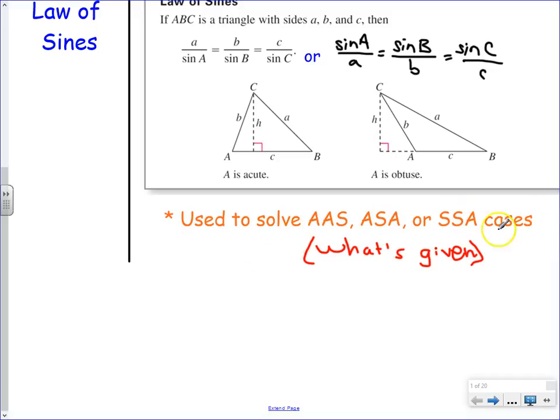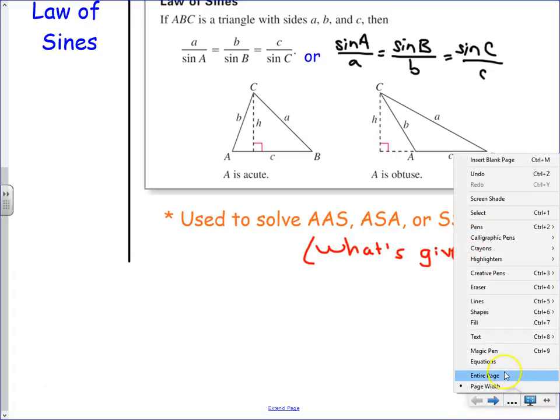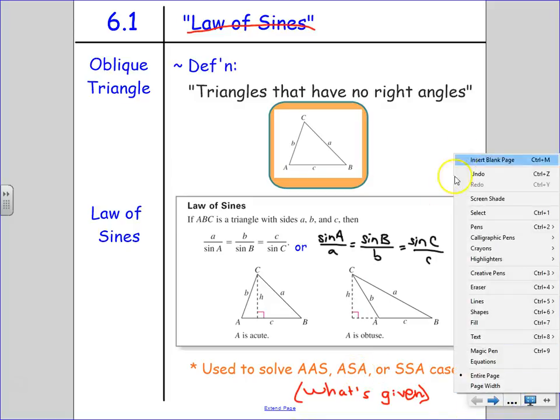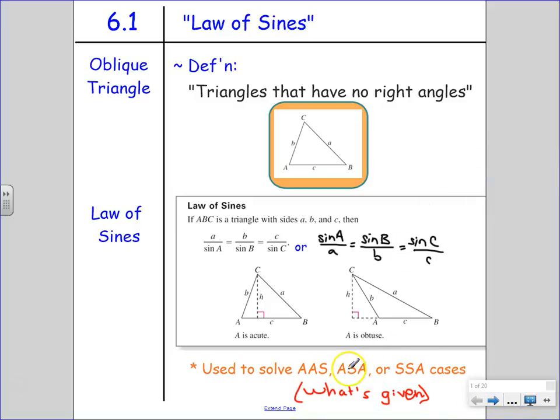But this is what's given in one triangle. Does that make sense, the difference between geometry and math? I'm using what you knew from geometry to help you out in the sense of, oh hey, if I have this, this, or this, law of sines is best. And if you have something else besides this, law of cosines might be better, okay?